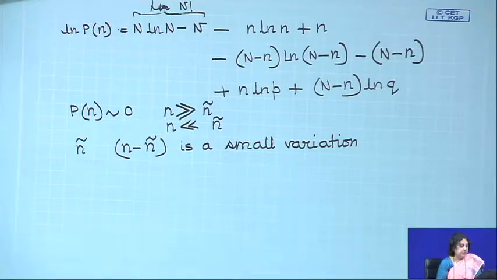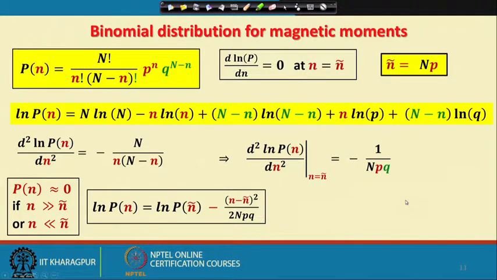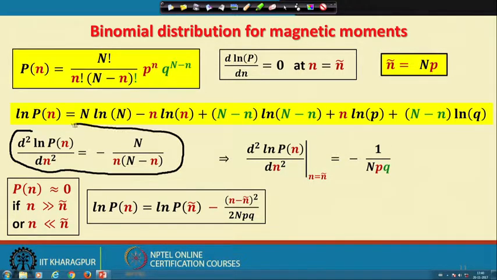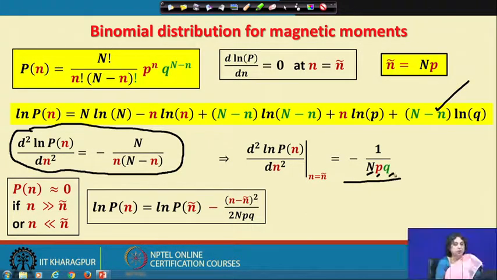Let us now see what is the further consequence of having a binomial distribution for a very large number of magnetic moments. Now, let us have a look at the second derivative of ln P n. This second derivative can be evaluated very easily from this algebraic expression. If I evaluate it at the location of the maximum, what I find is that it depends on capital N, small p and small q.